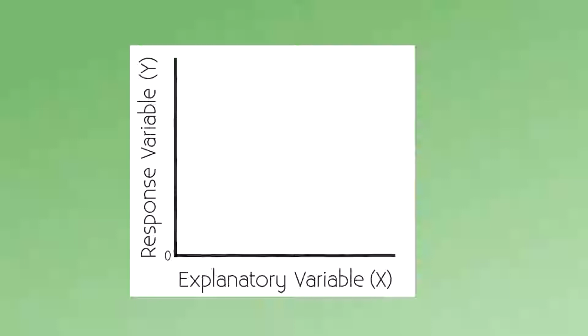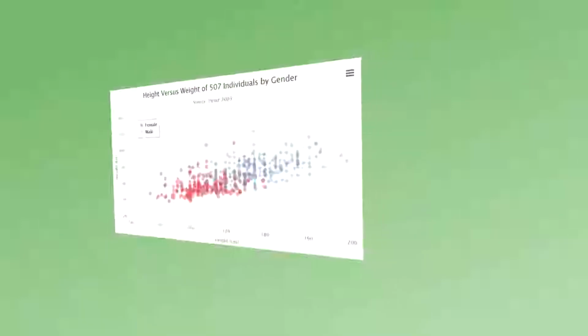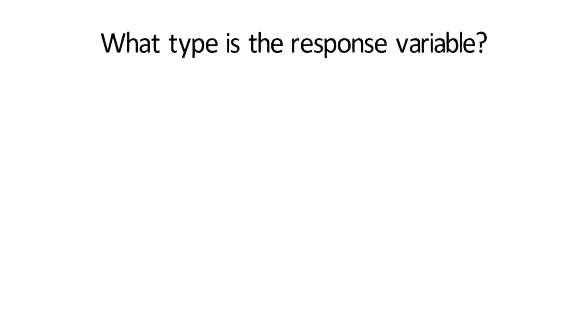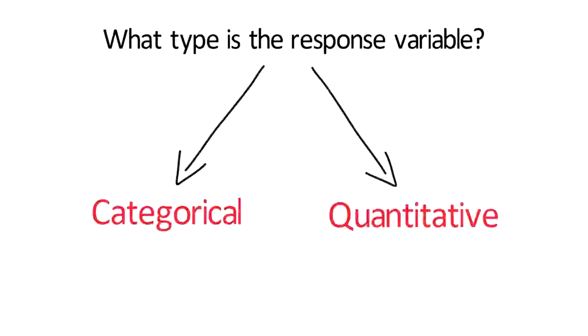However, before we actually construct our graph, there are a few questions we need to ask about the types of explanatory and response variables that we'll be working with. The first question is, what type is the response variable? Is it categorical or quantitative?